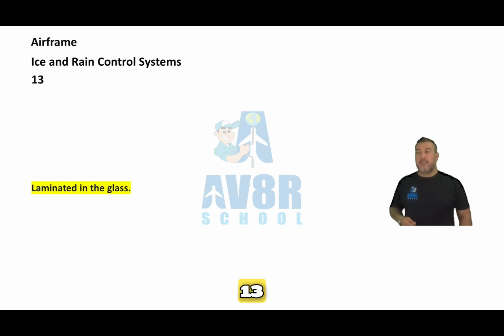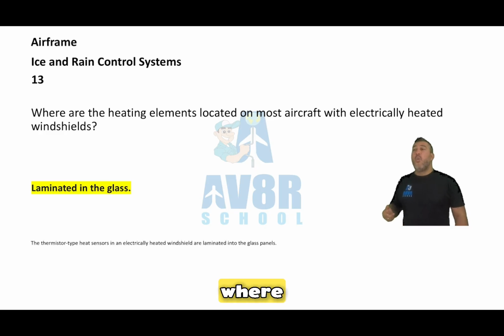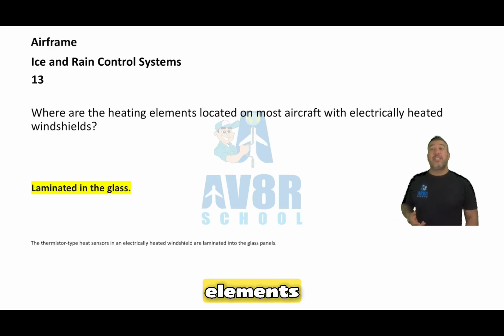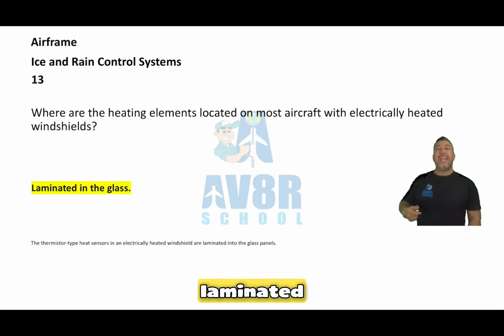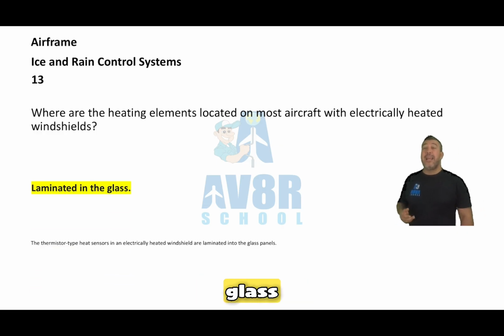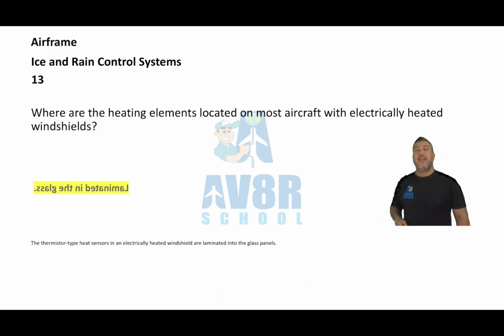Number 13, laminated in the glass. Where are the heating elements located in most aircraft with electrically heated windshields? They are laminated in the glass. The heating elements on most aircraft with electrically heated windshields are laminated in the glass.